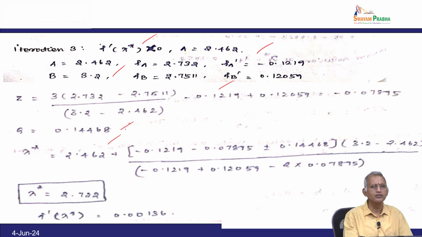Therefore lambda star equal to 2.462 plus f a dash minus z plus or minus q divided by f a dash plus f b dash minus 2 times of z, numerator b minus a. So that simplifies, and we have lambda star equal to 2.722. Therefore f dash of lambda star equal to 0.0136.